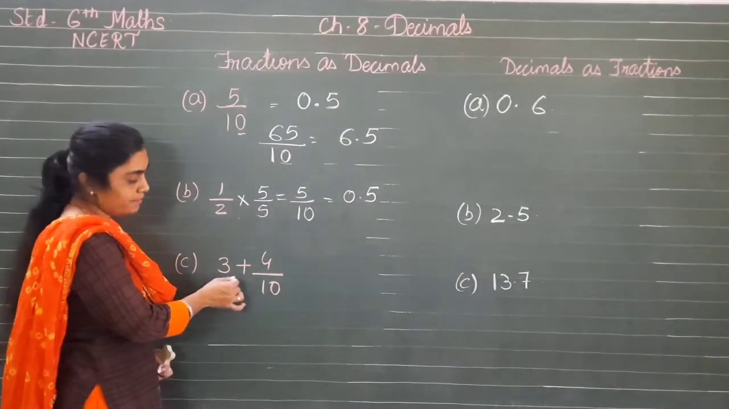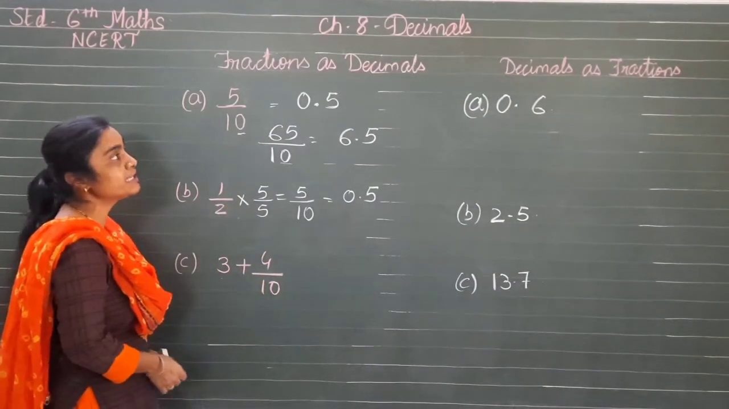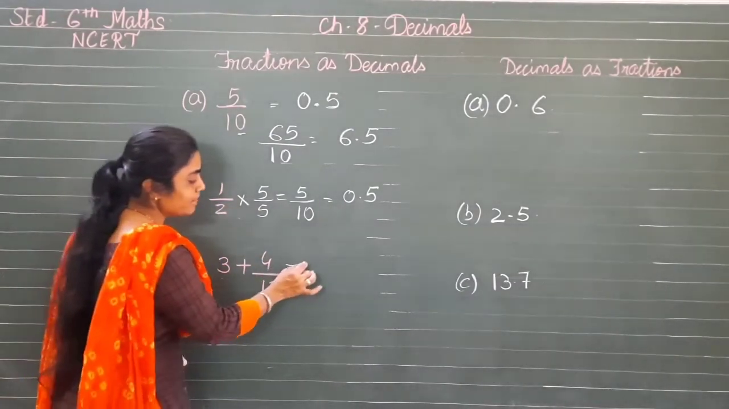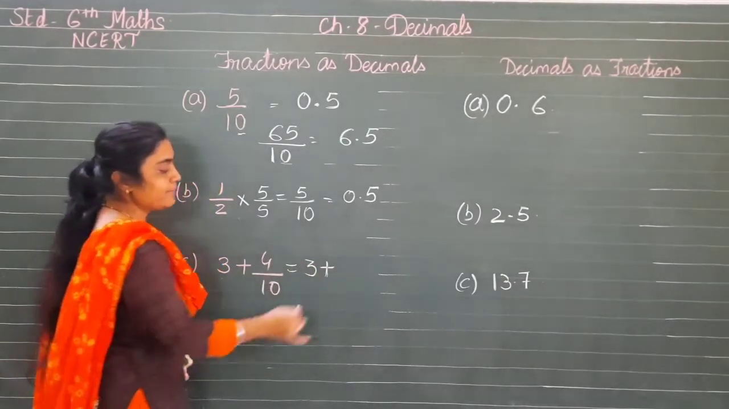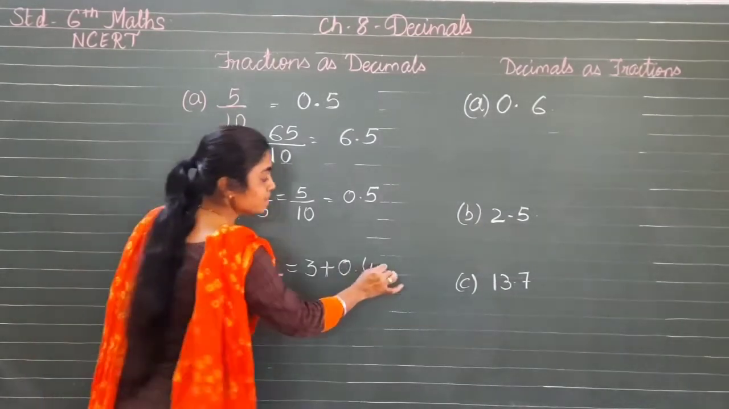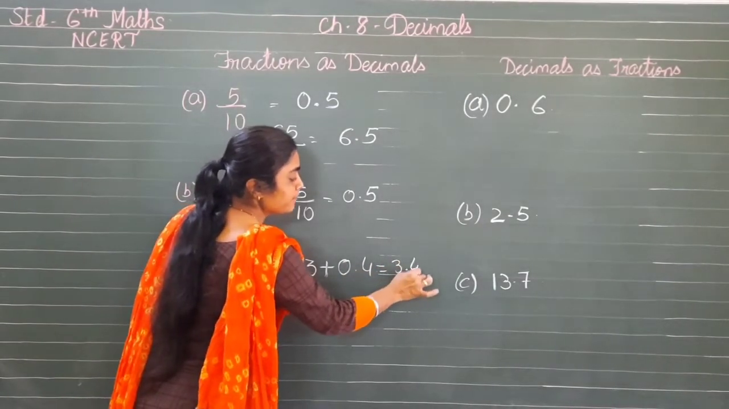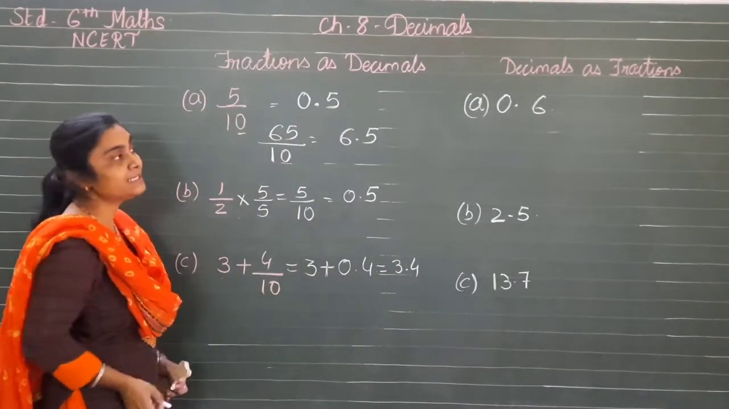Now 3 plus 4 upon 10. 3 is a whole number plus 4 upon 10 is a fraction. We have to convert it into a decimal number. So we will write down 3 as it is, plus 4 upon 10 will become 0.4. If we add the numbers, it will become 3.4. So this way we can convert a fraction into decimals.